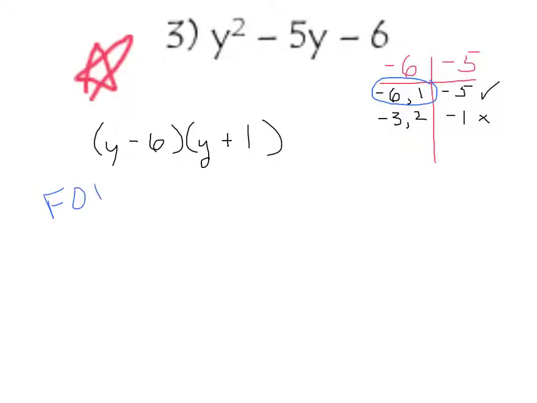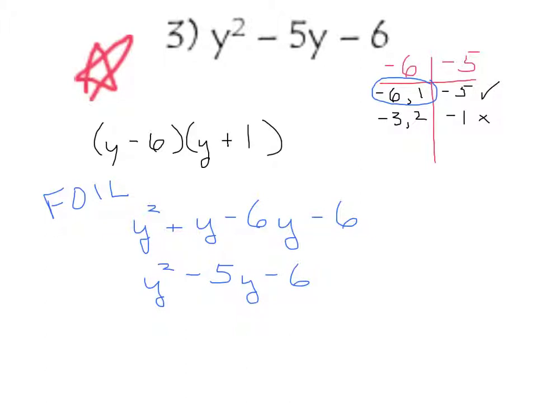Using FOIL. FOIL says you multiply the first terms together, then the outer terms, then the inner terms, then the last term, and then you combine like terms, and you see that this result is the same as what we started with, so we have checked our answer.